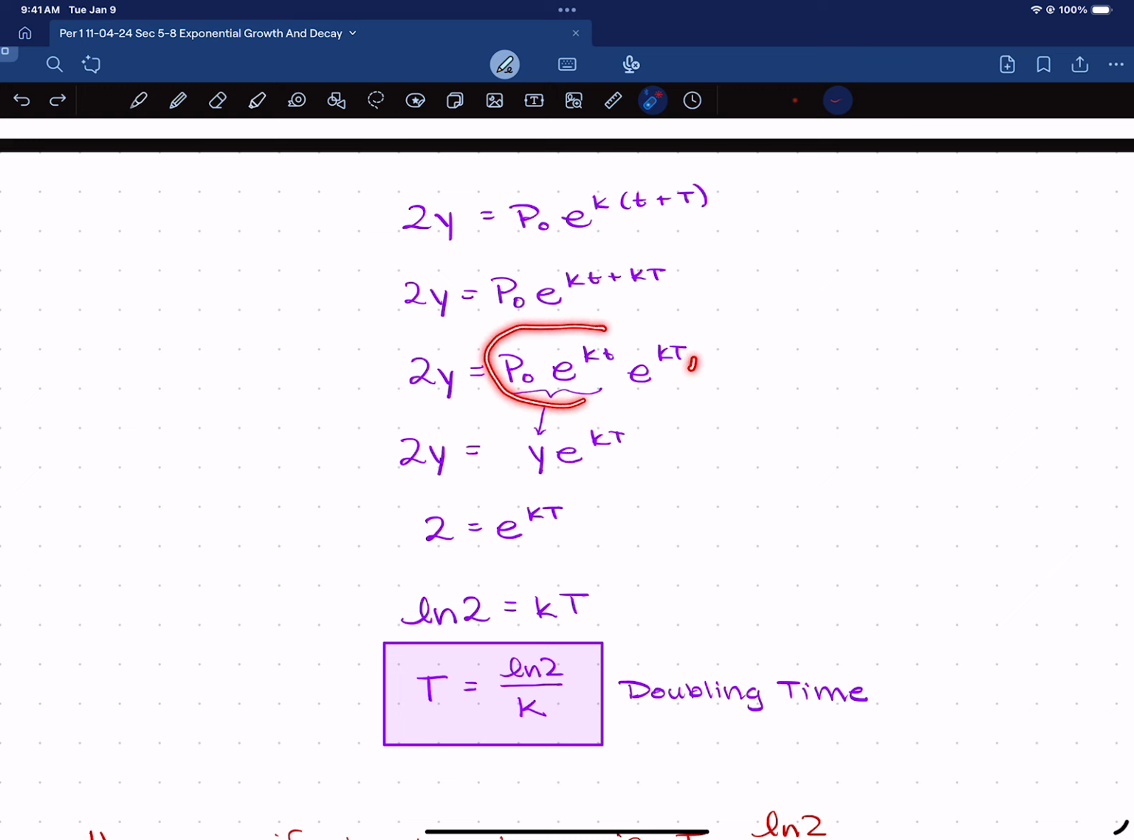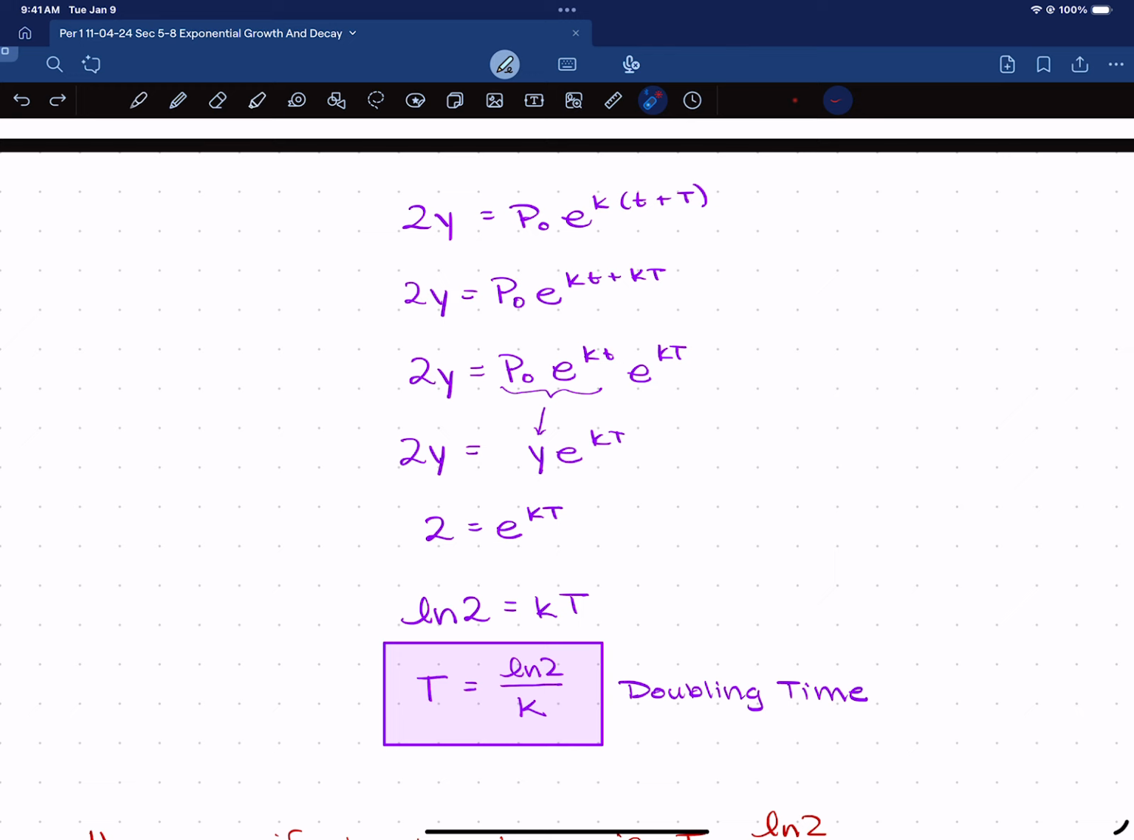But remember this right here, that is our formula for y. That's our exponential growth formula. So I can take this whole thing and just replace it with y. And now I have a y on both sides. So I can divide that out, and I have this. And now it's much easier to solve for capital T. If I take the natural log of both sides, I wind up with this, and just divide by k, and I wind up with this. And there's your doubling time.